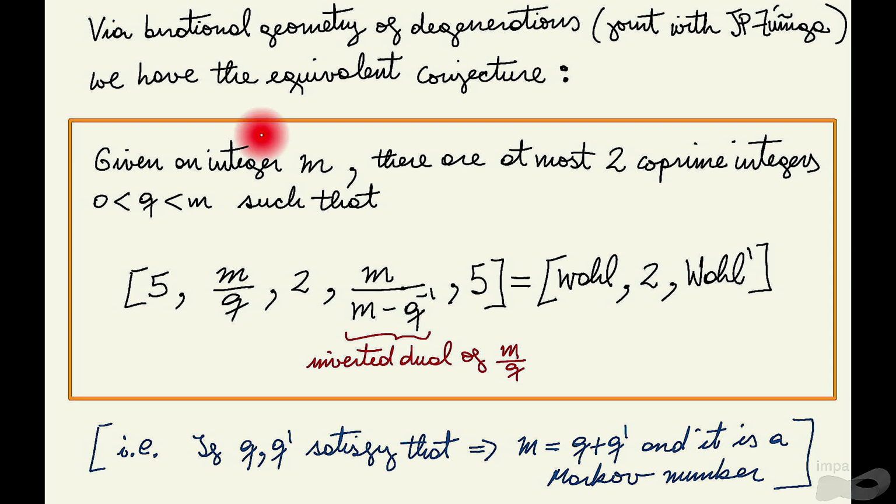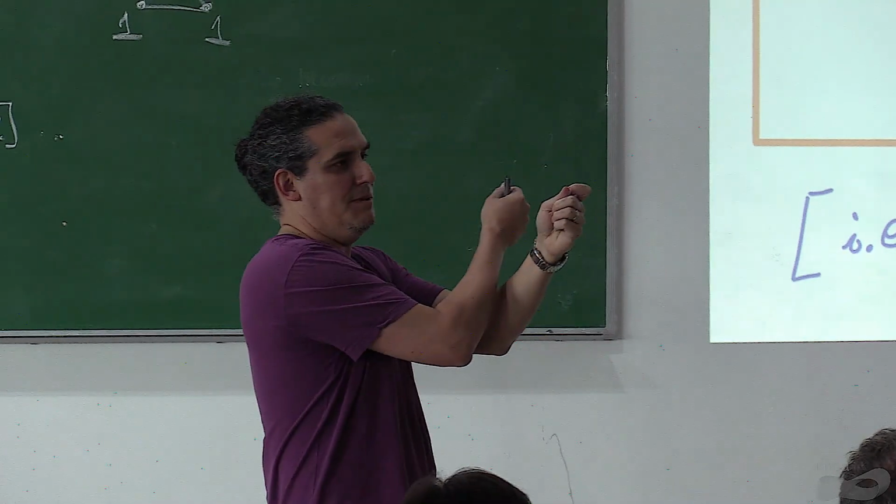Okay, so what is the equivalent conjecture to the Markov conjecture? It is this one. Given any integer m, there are at most 2 coprime integers q such that if you write down this Hirzebruch-Jung continued fraction, which is 5, and then the continued fraction of m over q, then 2, then after that you have the dual of m over q, but flipped. In a formula, it is m over m minus the inverse of q.